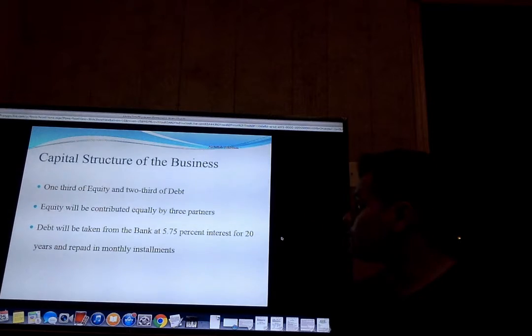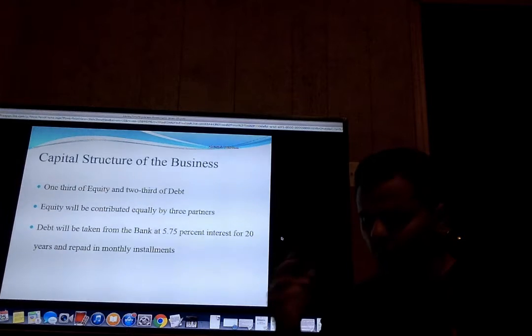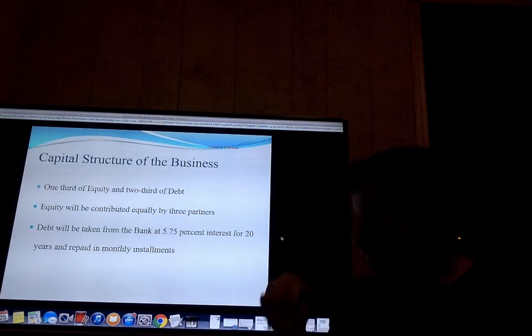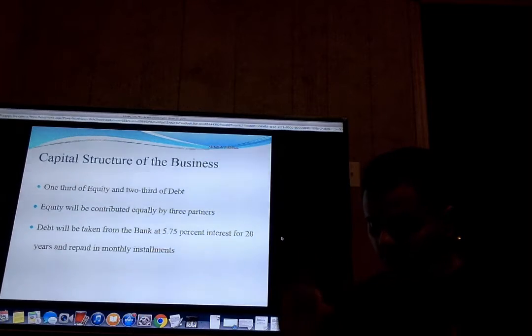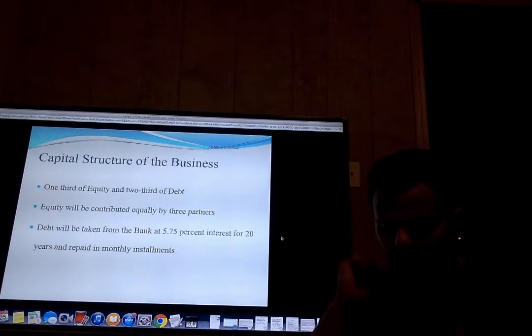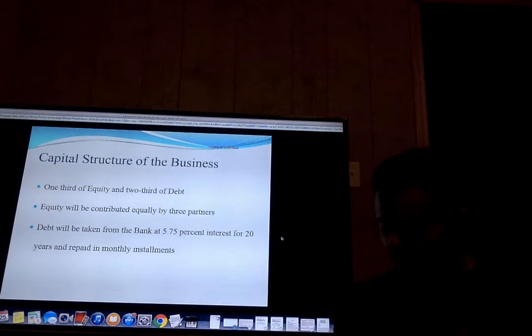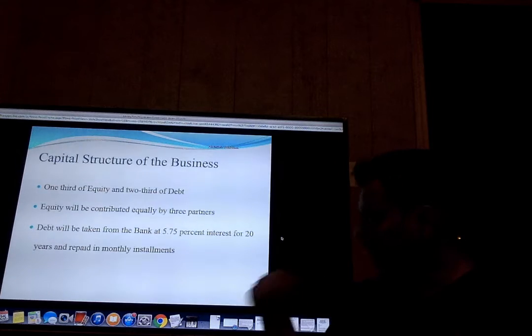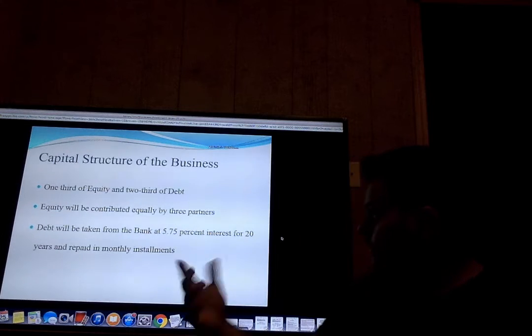And the capital structure of the business. For our business, we are planning to raise the capital through a combination of equity and debt in equal proportion. So we have the capital structure of 38% equity and 68% debt. We are three partners and each will contribute $80,000 as equity, and the remaining $525,000 we have arranged in the form of a loan from our bank. The loan will be repaid in equal monthly installments over 20 years at the rate of 5.75% interest.